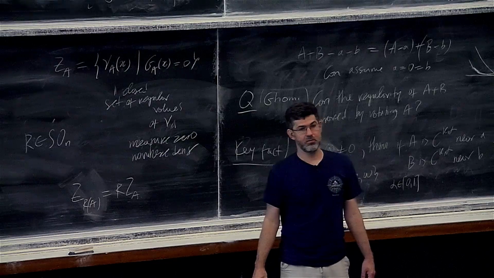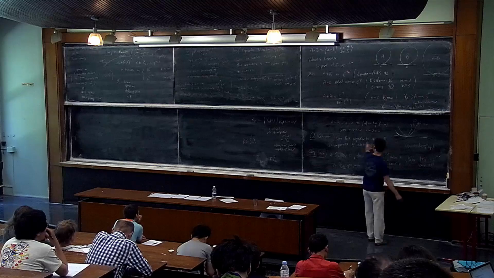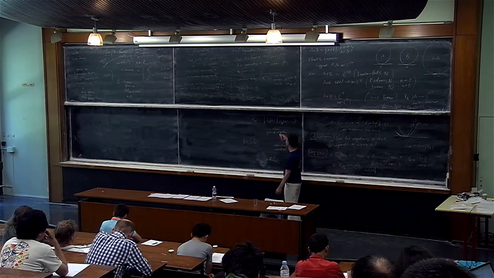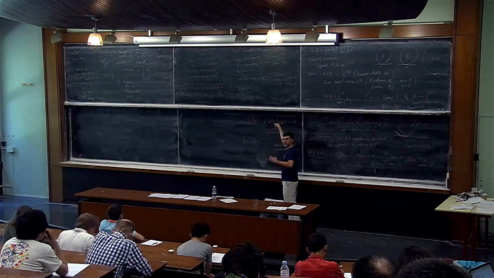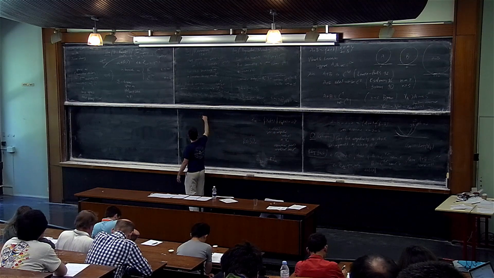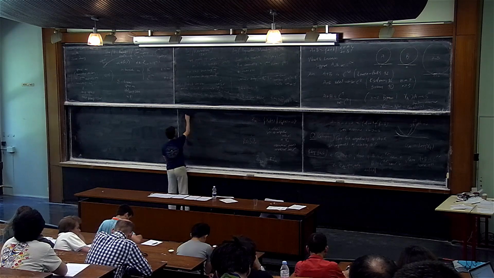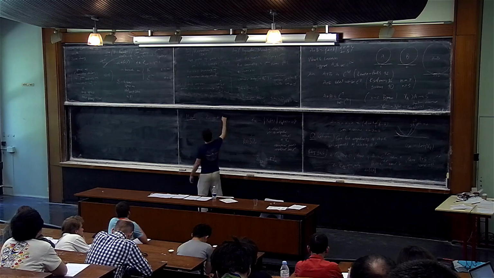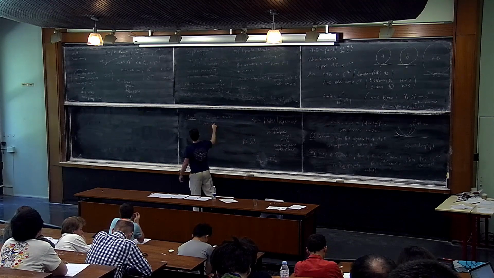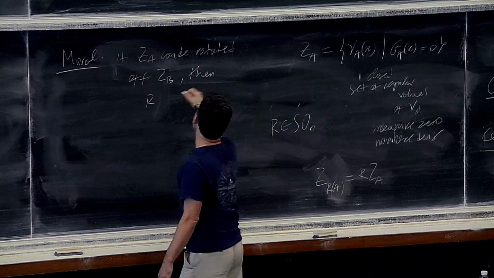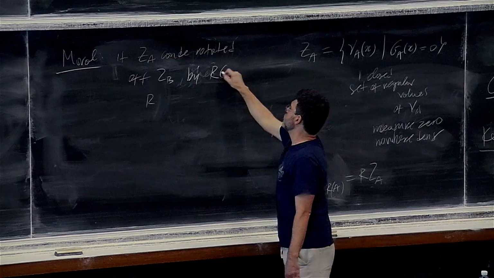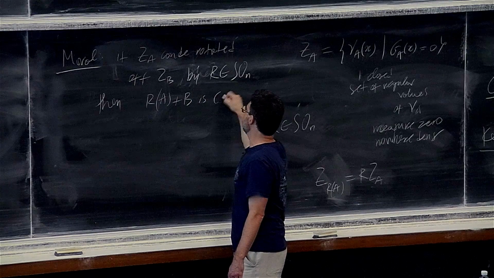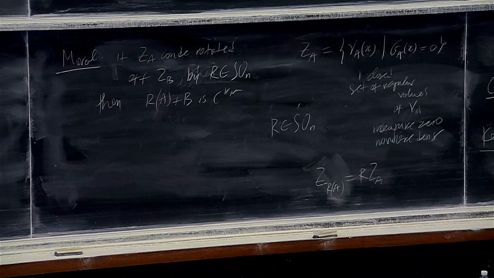Okay. So now here it gives you an idea how to get an optimal regularity, or how to try to get an optimal regularity. It involves trying to rotate this set to the corresponding set for B. So now the question is, or maybe let's just put it as a moral. So if ZA can be rotated off ZB by some rotation R, then RA plus B is C^{k,alpha}, assuming that A and B are just like here, C^{k,alpha}.